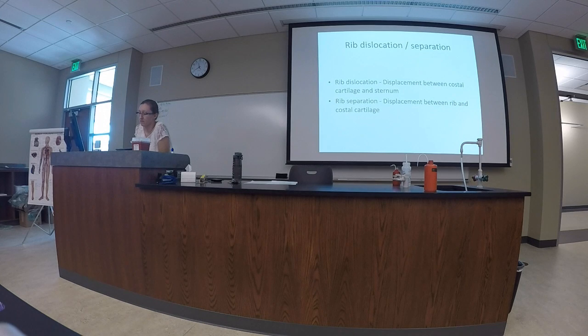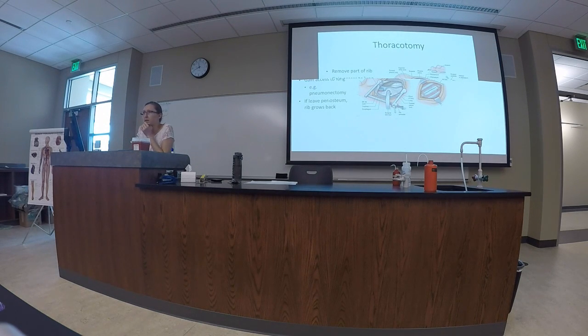Dislocation or separation of the rib. So dislocation is defined as displacement between the costal cartilage and the sternum, whereas separation is defined as displacement between the rib and the costal cartilage. Just know those differences.